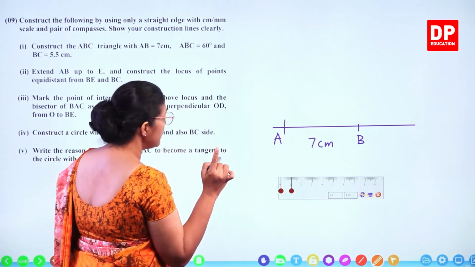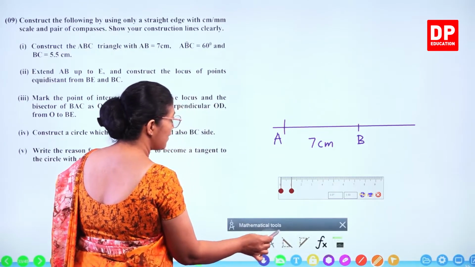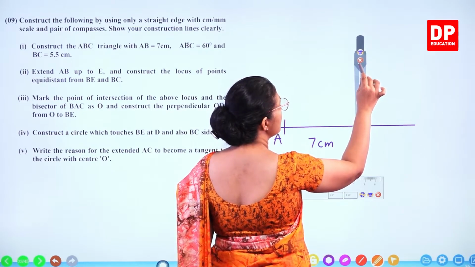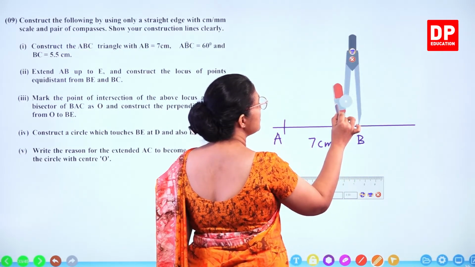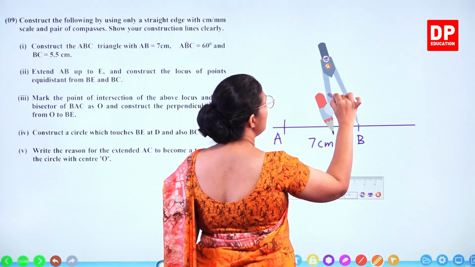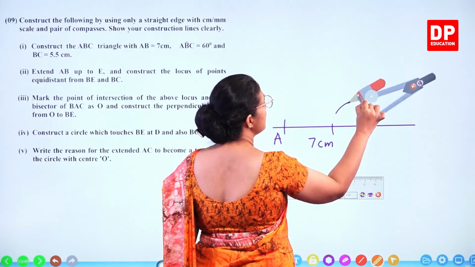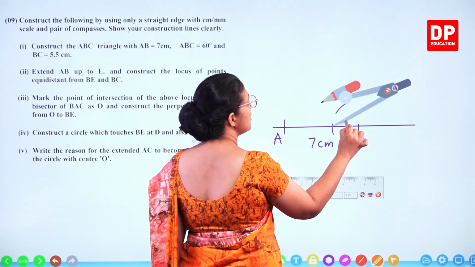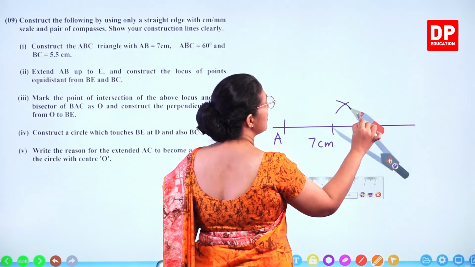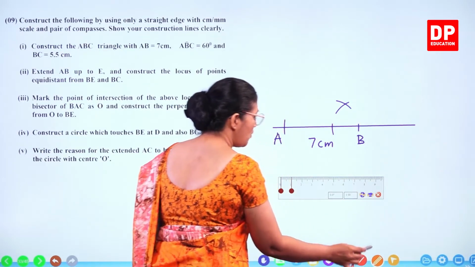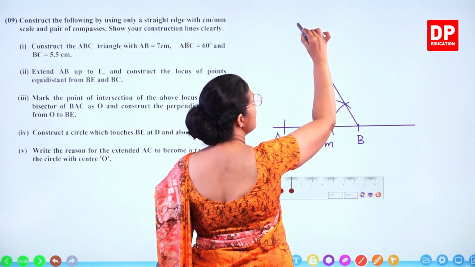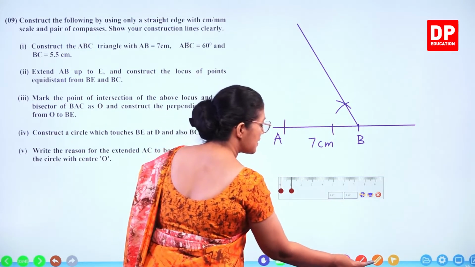Then B angle is 60 degrees. So you have to take the compass. Now you have to construct 60 degrees to the B angle. So let's construct that. You can take any distance and you can draw the arc here and arc in the middle. And then do the same thing with keeping the compass here. You can mark the other arc. And now you can draw the line connecting B and the intersecting point. So that's 60 degrees here.